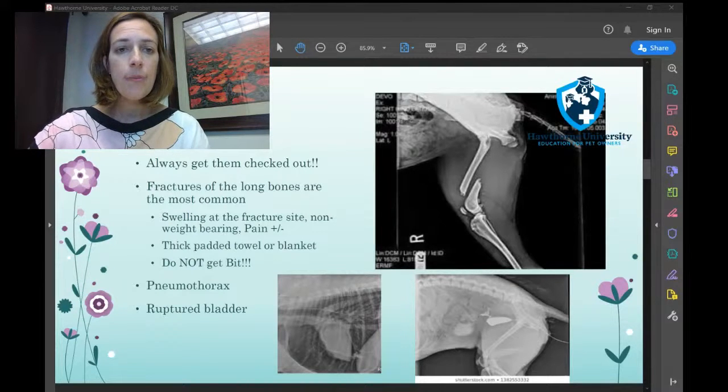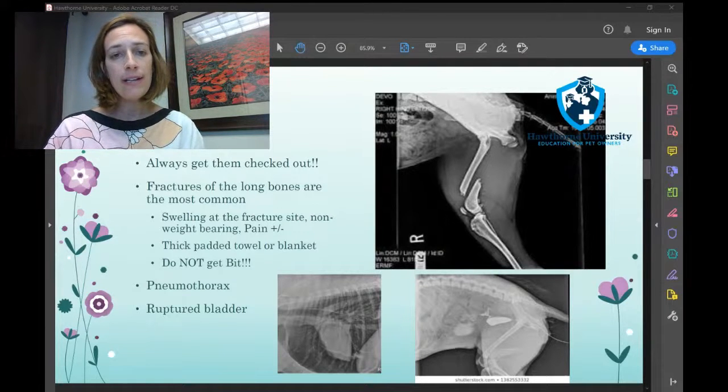So on this slide, what we're looking at is pneumothorax. So this one is really tricky, guys. This sometimes doesn't occur right away. This can happen anywhere from several hours up to a day afterwards.